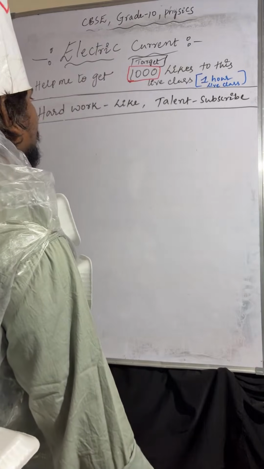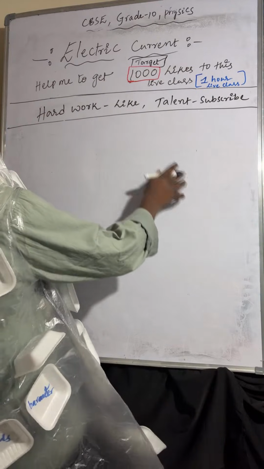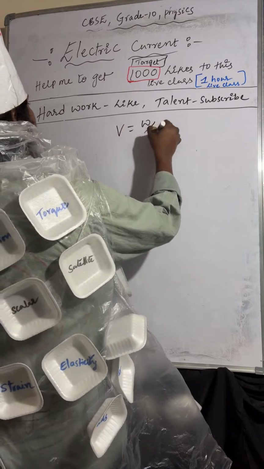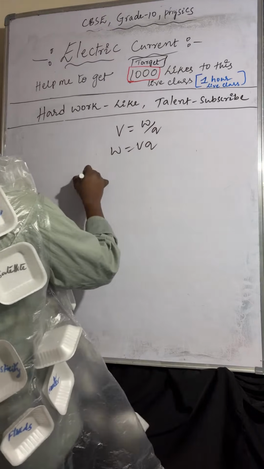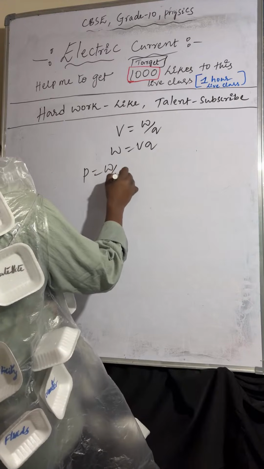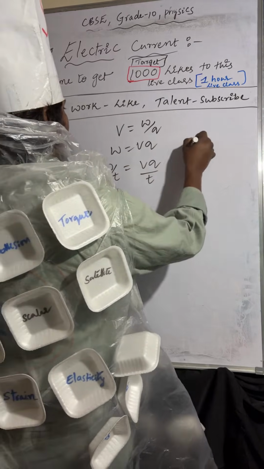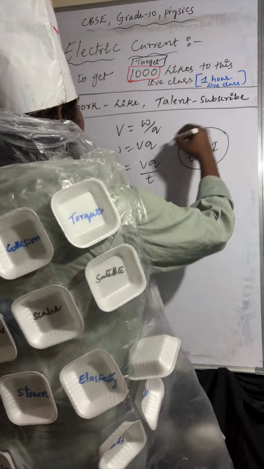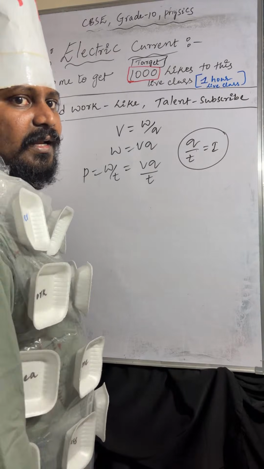That's enough. The resistors are connected in parallel combination. Now, heating effect of electric current. V equal to W by Q, so W equal to V into Q. Power equals rate of doing work, that is nothing but VQ by T. We know Q by T is nothing but current, that is I.